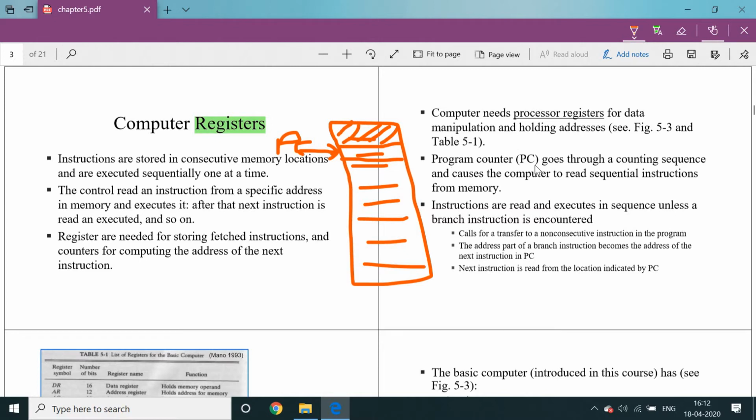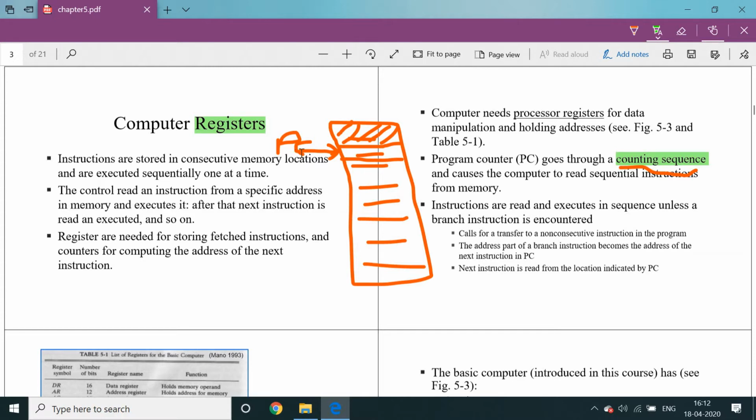The program counter PC goes through a continuing sequence and calls the computer to read a sequence of instructions from the memory. Actually the program counter holds the address of the next instruction as per definition, but it also counts the number of instructions in the program. Counting the sequence, it automatically counts the number of instructions in the program. That is called a program counter.